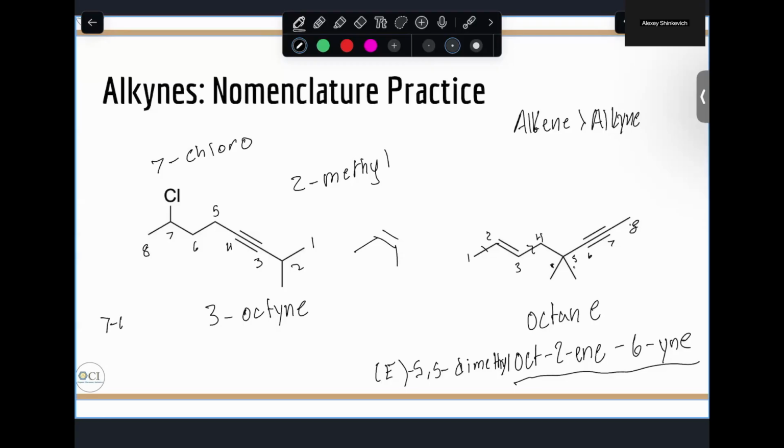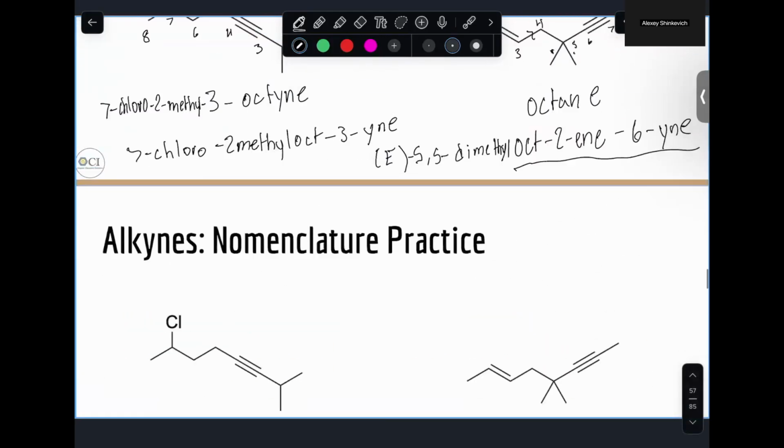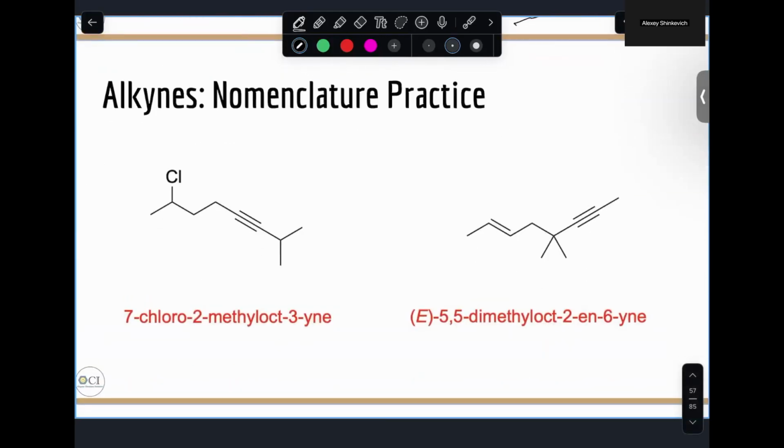Remember, we put the substituents in alphabetical order. So we have 7-chloro, 2-methyl, 3-octyne. Could also name it like 7-chloro, 2-methyl, oct-3-ine. Both are fine for this one. All right. Any questions on this? Feel good about that?